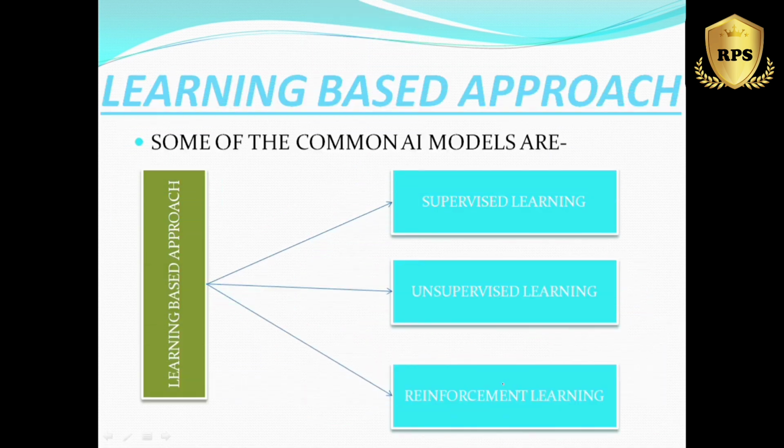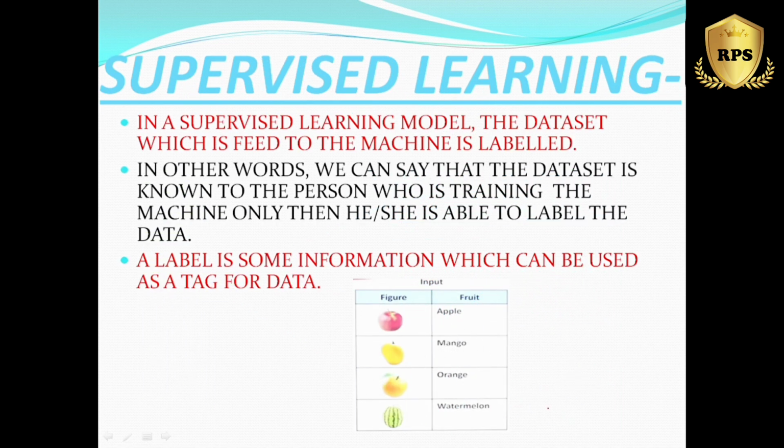So we have completed the rule based approach. Now let us understand the learning based approach. The learning based approach is basically divided into three parts: supervised, unsupervised and reinforcement. Let us see about the supervised learning algorithm.